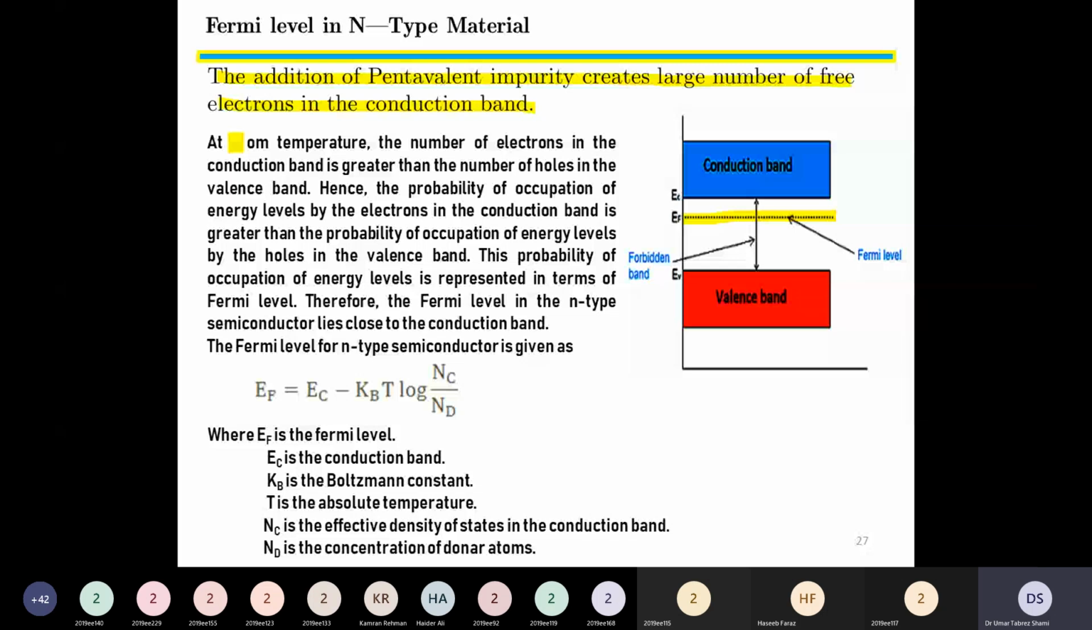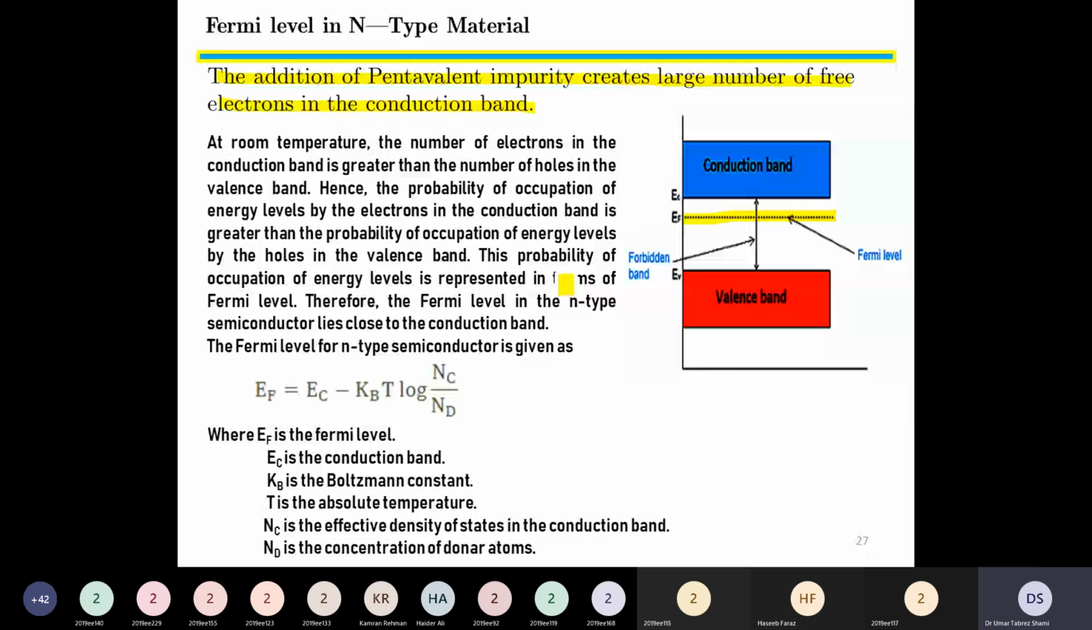At room temperature, the number of electrons in the conduction band is greater than the number of holes in the valence band. Hence, the probability of occupation of energy levels by the electrons in the conduction band is greater than the probability of occupation of energy levels by the holes in the valence band.